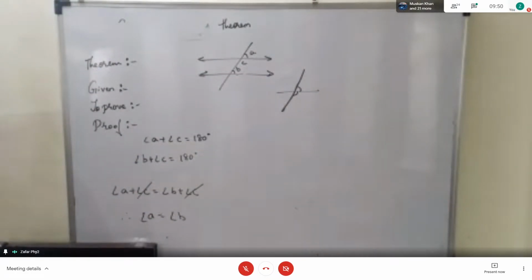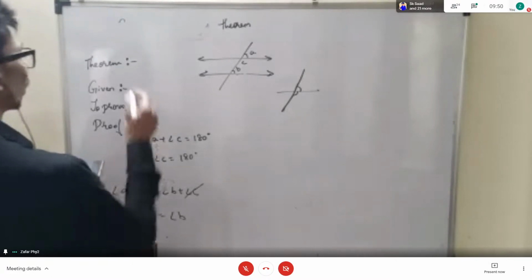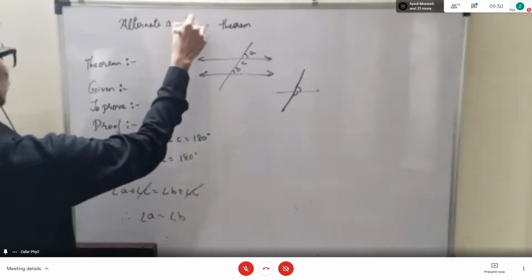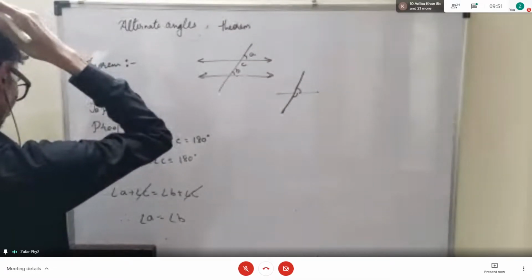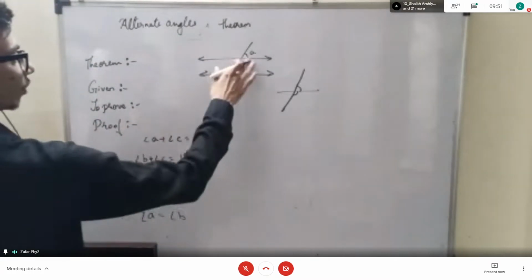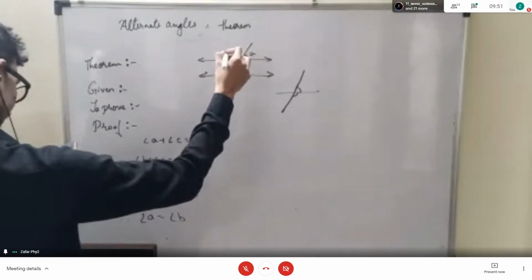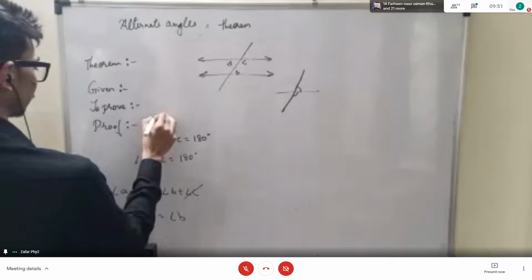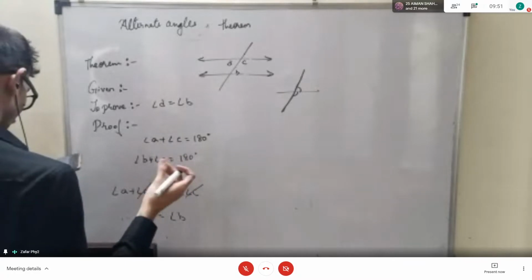Okay. Now see next theorem. Alternate angles theorem. Alternate angles. So we have to prove angle D is equal to angle B. Okay, this time we have to prove, this is C, this is D. We have to prove angle D is equal to angle B. Angle D is equal to angle B. This we have to prove.